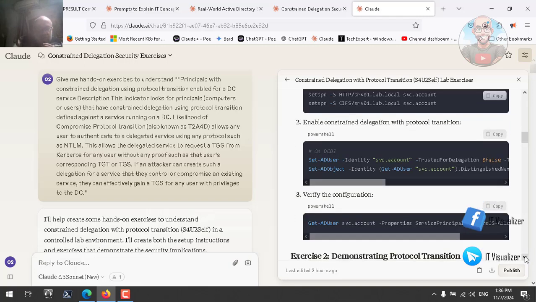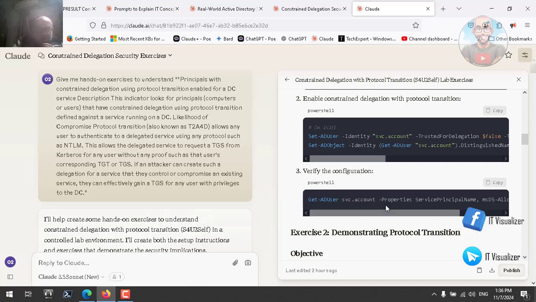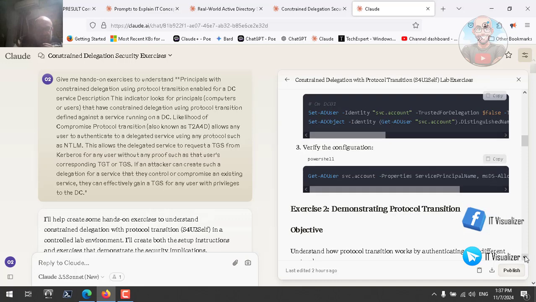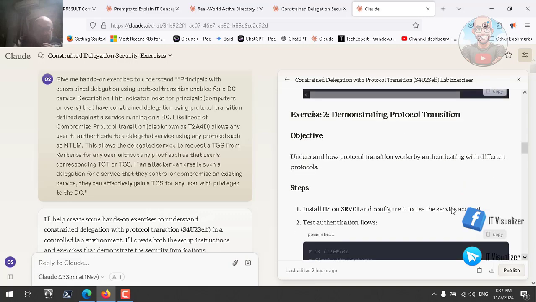Then we need to verify the configuration. Here we have the PowerShell command to verify that we have already delegated this or we have enabled protocol transition for this service account. Now exercise 2 to demonstrate protocol transition. Understand how protocol transition works by authenticating with different protocols, and install IIS on server 1. So here he is giving us the steps one by one.